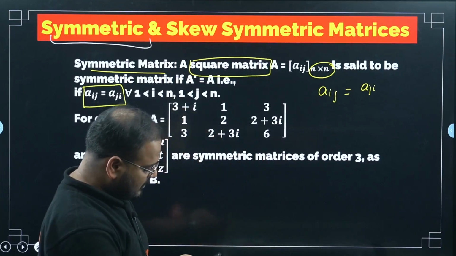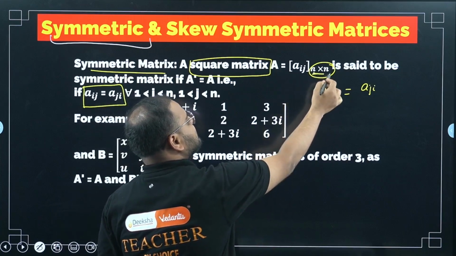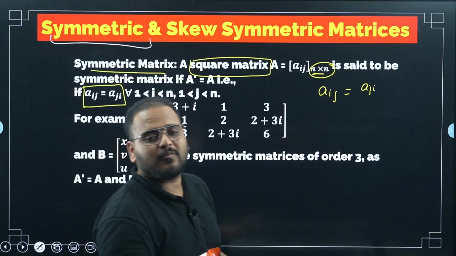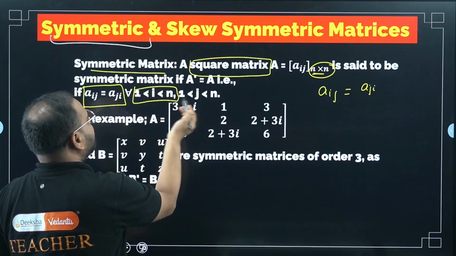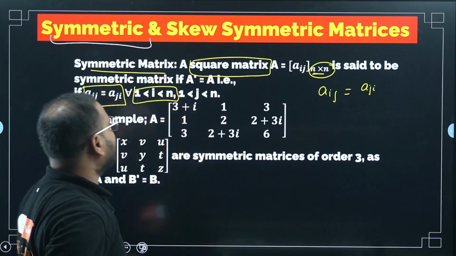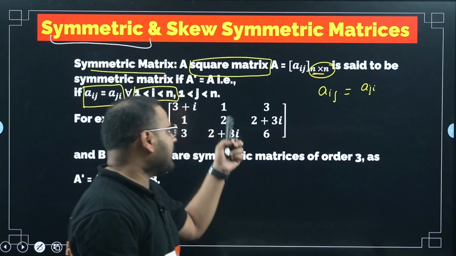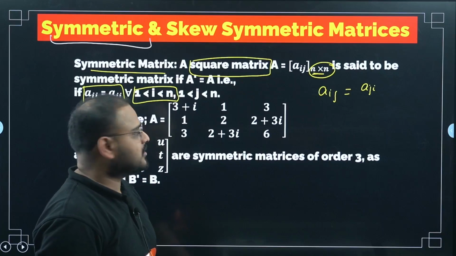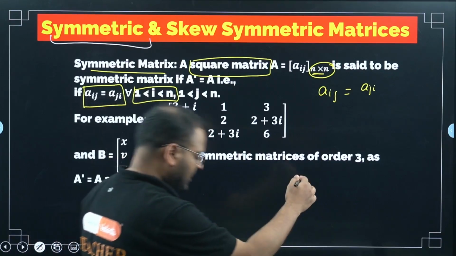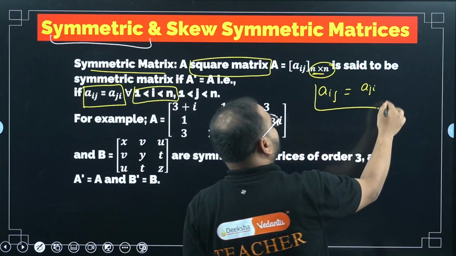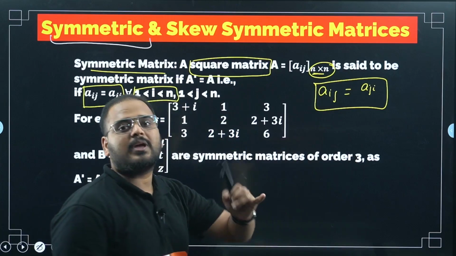Next, if it is a square matrix, Aij is n cross n, because the number of rows and columns are the same. So i will lie between 1 to n, and j will also lie between 1 to n only. Can the value be less than 1? No. Can it be more than n? No. So what is the condition? Whenever Aij equals Aji, just remember this, then we can say that the matrix is symmetric.